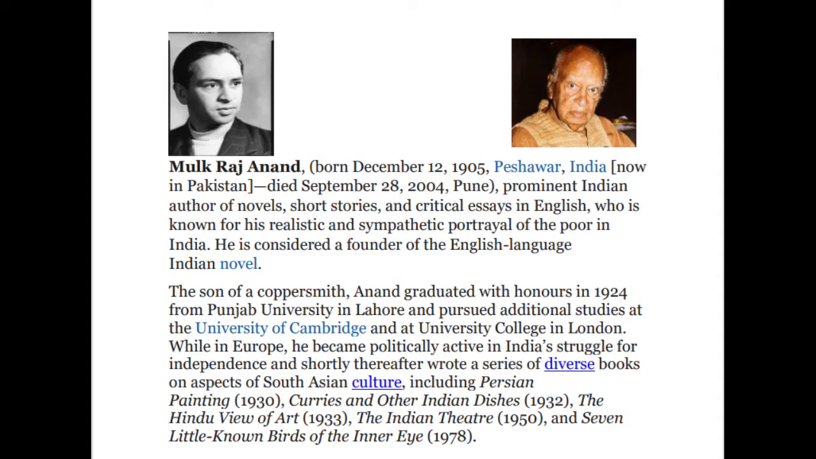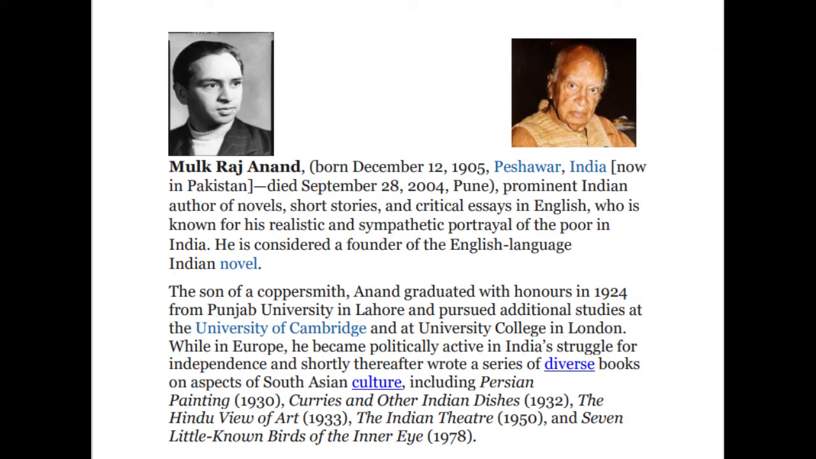Anand graduated with honours in 1924 from Punjab University in Lahore and pursued additional studies at the University of Cambridge and at University College in London. So you see, he went abroad to gain higher knowledge and pursue his degree. While in Europe, he became politically active in India's struggle for independence and shortly thereafter wrote a series of diverse books on aspects of South Asian culture, including Persian Painting in the year 1930.